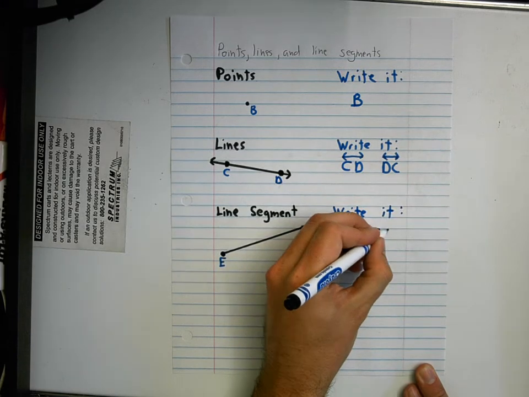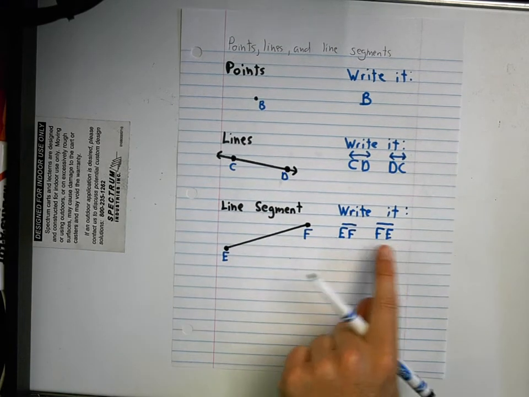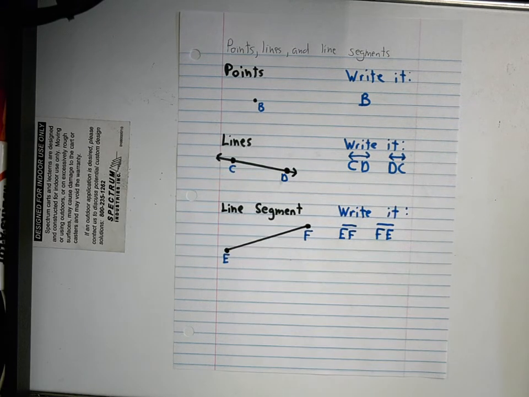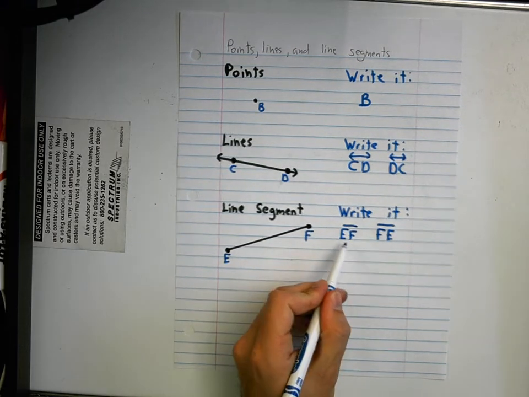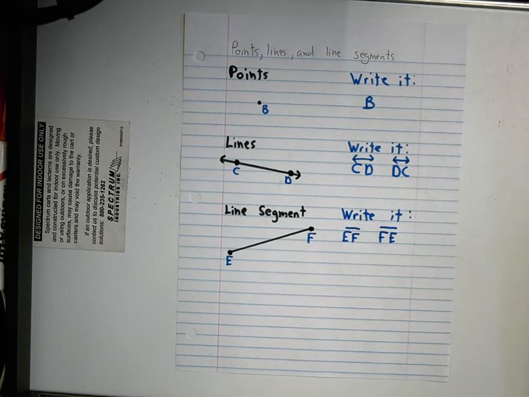Yes, thank you, Dominic. Bam, just like that. It shows that since there's no arrows on it, we know it's a line segment. It starts at E and ends at F. It doesn't go past E or F. Okay? So those are points, lines, and line segments. Yes? Okay.